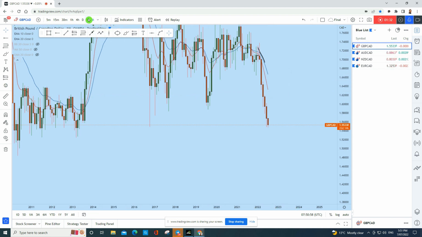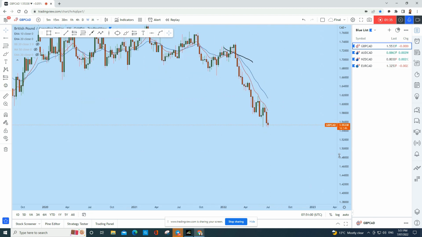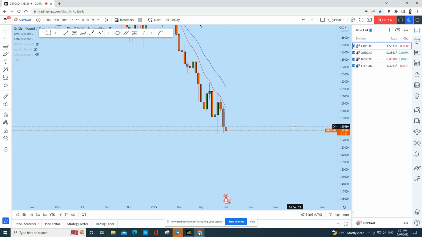Now, looking at the weekly time frame to see how the price action has formed, you can see that in the past week we have seen a very strong bearish engulfer formed in GBP CAD. With that bearish engulfer, we can now expect GBP CAD to continue to drop to the downside.